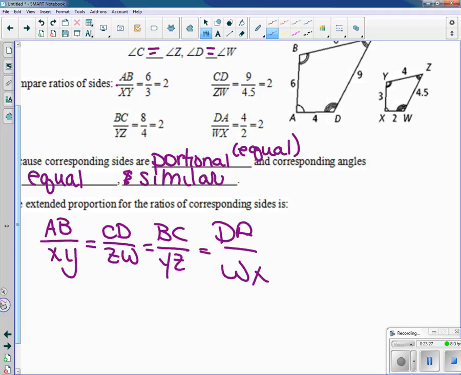I can't solve a problem with all of them here, but at least I know which ones are equal to each other. I'm going to let you know right now, on the SOL, they're going to put the pictures different. They look like they should correspond, but they're not. You have to look at the similarity statement only.